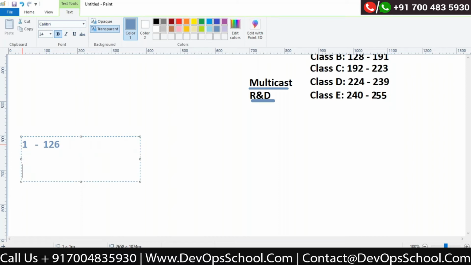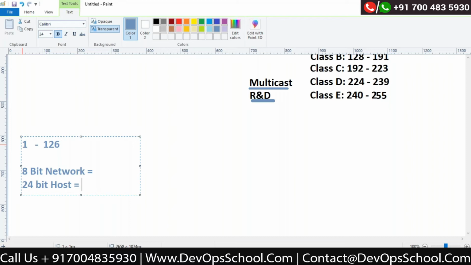Correct? Now the rule says whenever you are using a class A network, the first 8 bits are reserved for the network side. That will tell you which network you belong to. And the last 24 bits are made for your host. Host means the number of IP addresses which we can use. So the total would be 32 bits.